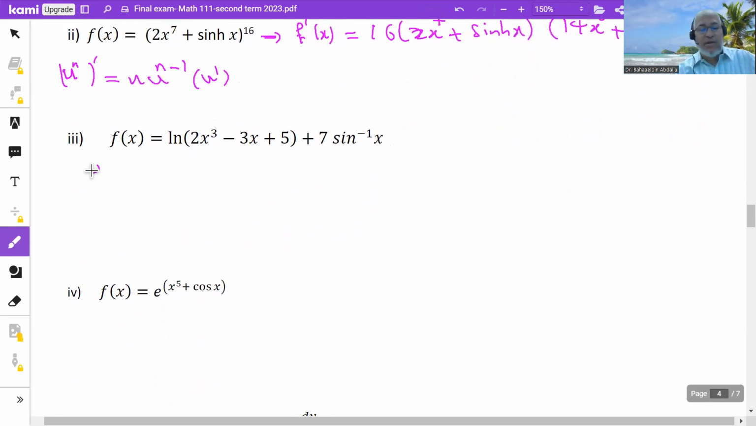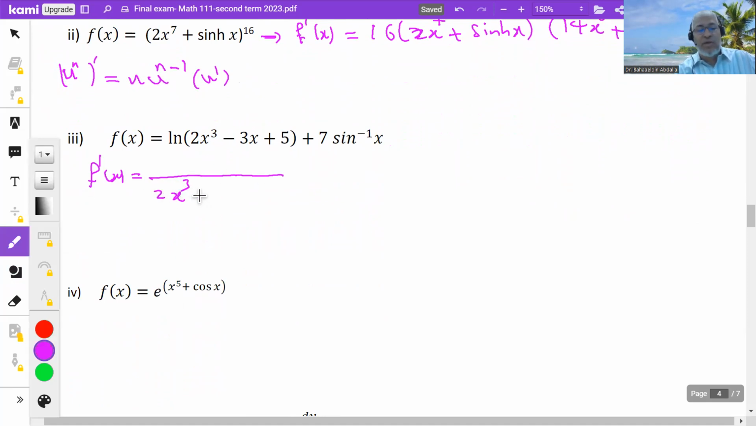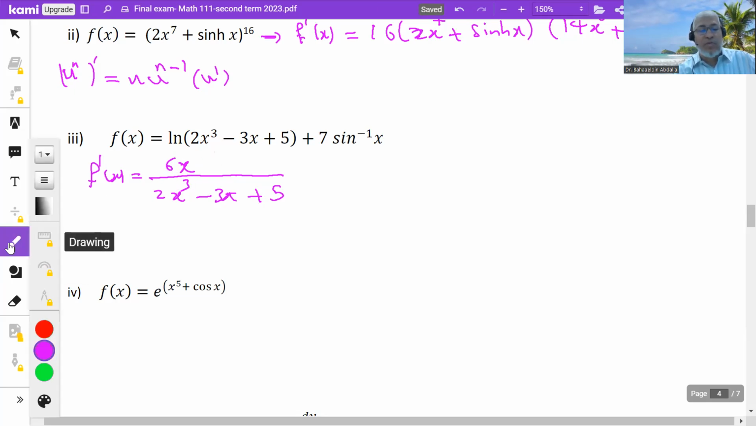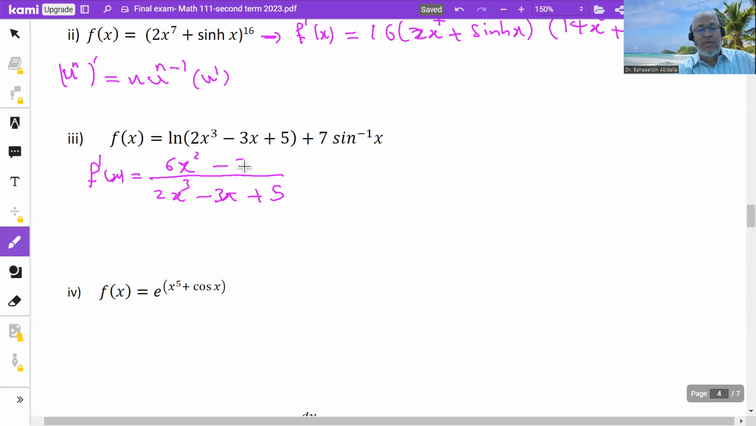Derivative of ln 1 over 2x cubed minus 3x plus 5. Okay. Derivative of ln x is 1 over x, but derivative of ln u would be 1 over u times u prime. So derivative of this is 6x to the power 2, derivative of 2x cubed, minus 3. This is the derivative of the first term.